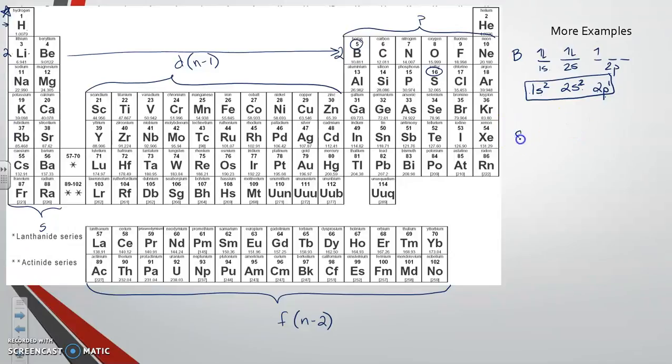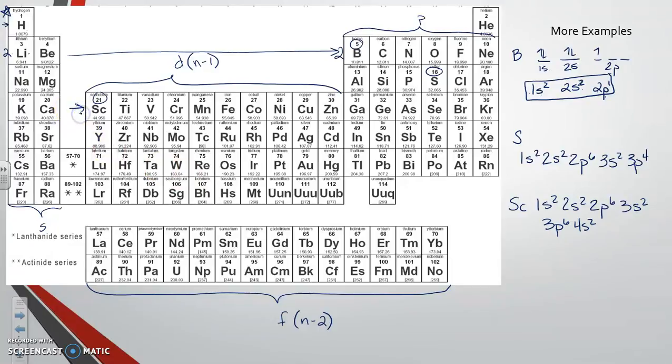Alright, so what I want you to do is pause it and try sulfur. Okay, so you should get 1s2, 2s2, 2p6, 3s2, 3p4. Alright, and then when you get to class, I'm going to try some of these with you. Well, here, let's do one real quick. Let's do scandium. When you do scandium, again, you start at the top: 1s2, 2s2, 2p6, 3s2, 3p6, because we've got to keep going across, okay, 4s2. But remember, when we get here, we subtract 1 from our energy level, so it goes down to 3. It's the D sublevel, and it's the first electron, 3d1.